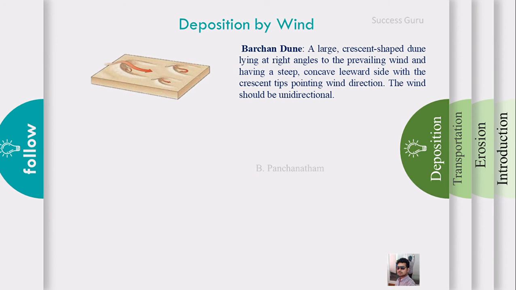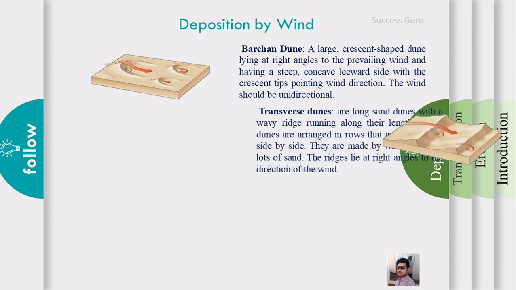And the dunes have been classified further and we will see one after the other. The first one is the Barchan dune, and it is a large crescent-shaped dune lying at a right angle to the prevailing wind and having a steep conical leeward side with a crescentic tip pointing in the wind direction. The wind should be unidirectional for the formation of the Barchan dune.